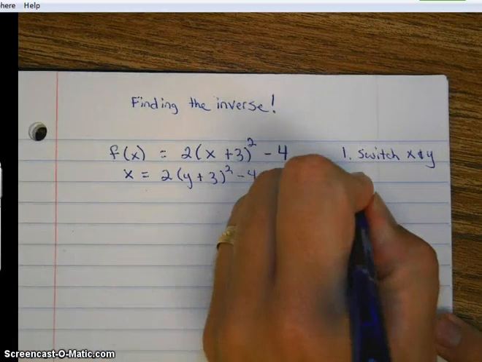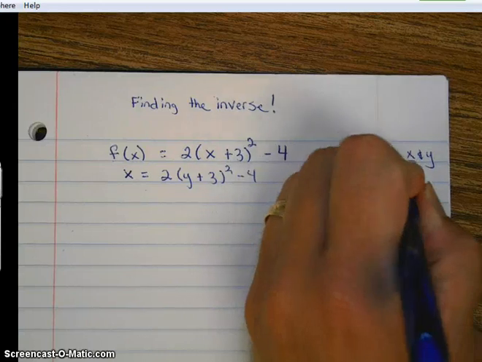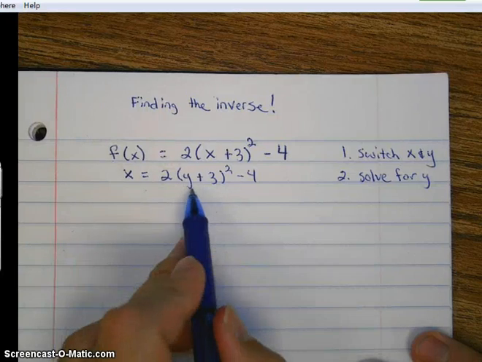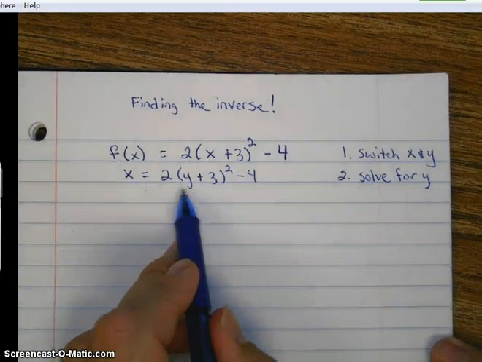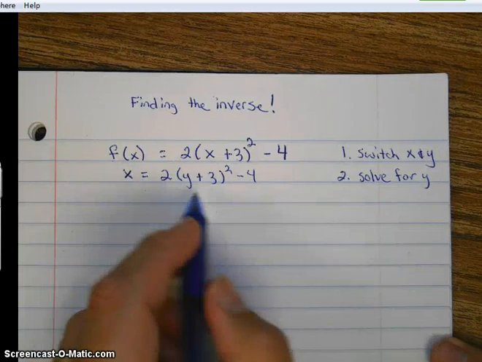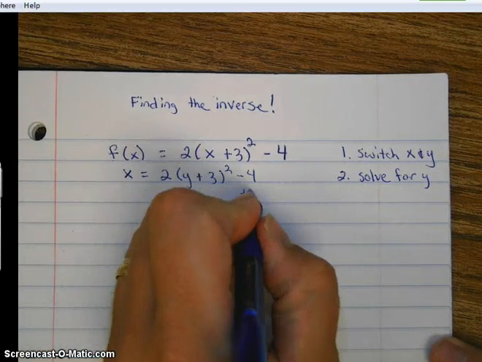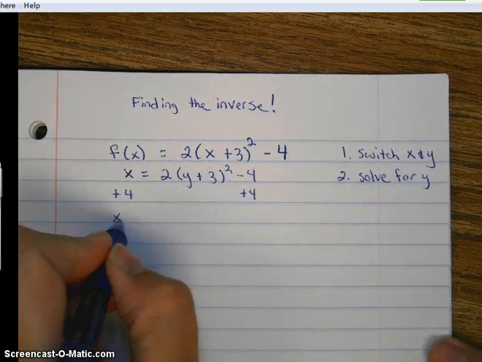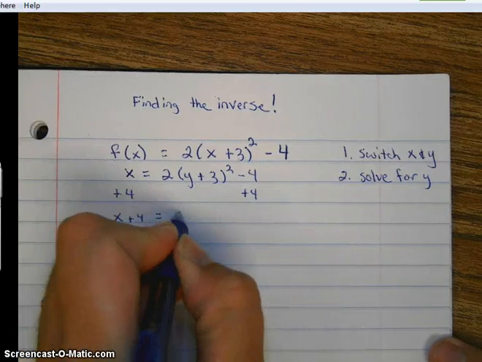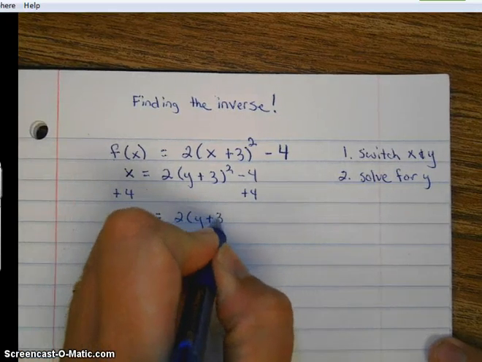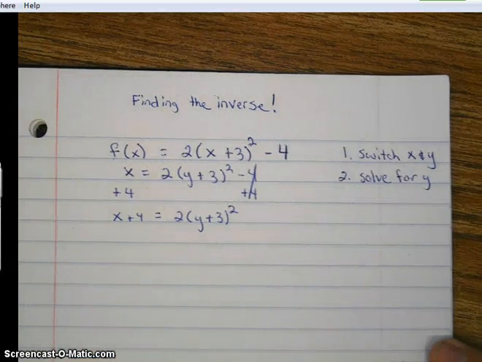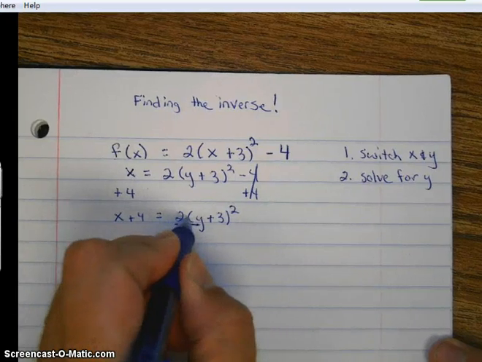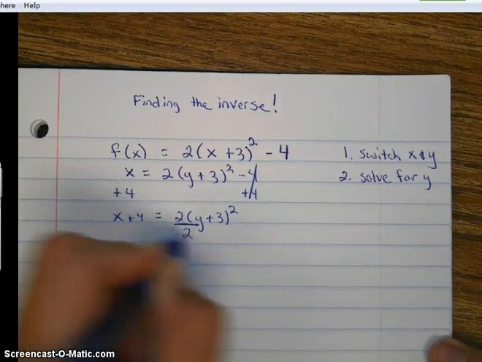Second step, solve for y. Since y is buried in these parentheses, we're going to need to get rid of everything on the outside. Remember that when solving, we undo adding and subtracting first. So we get x plus 4. And then we undo multiplying and dividing. So this is 2 times, so we're going to undo times with divide.